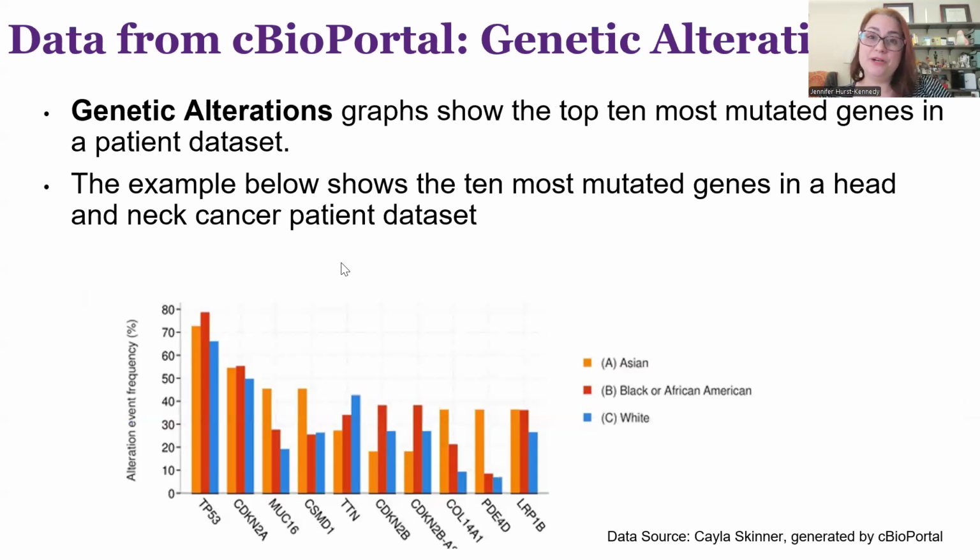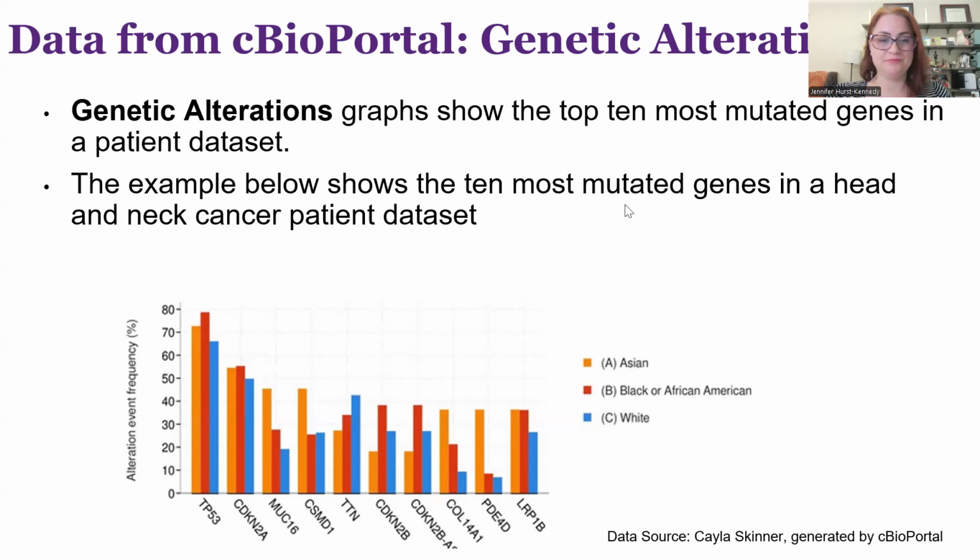If you're using template question 2 or 3, you're going to be collecting something called a genetic alterations graph. This will build a graph that shows you the top 10 most altered genes in a particular data set. As an example, here is some more data from a former student. This is looking at mutations in a head and neck cancer patient data set, and these are the top 10 most altered genes divided by race.